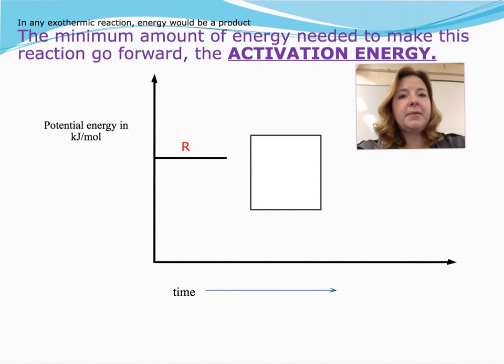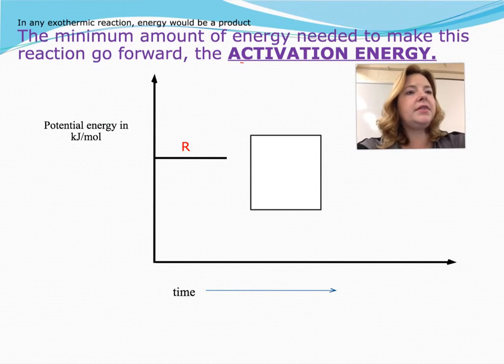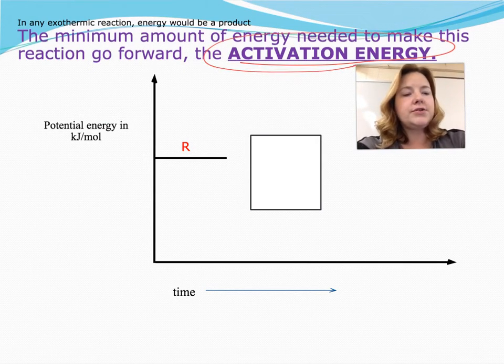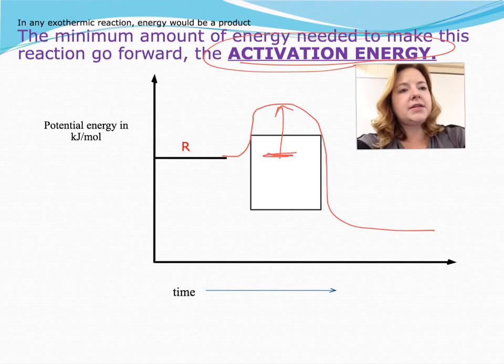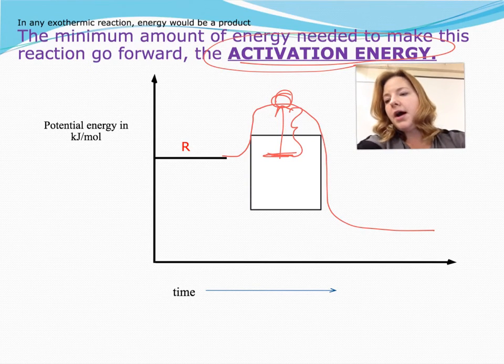So the minimum amount of energy, like I mentioned, is called the activation energy. So that's how much energy is needed right here in order for the reaction to occur. So this, from where the reactants start to the high point here, this is called the activation energy.